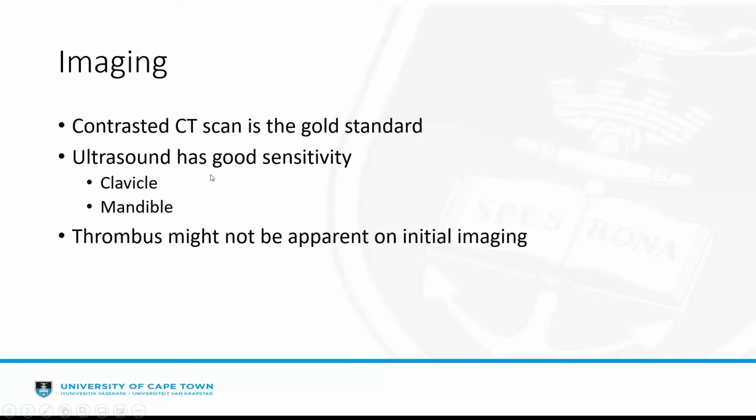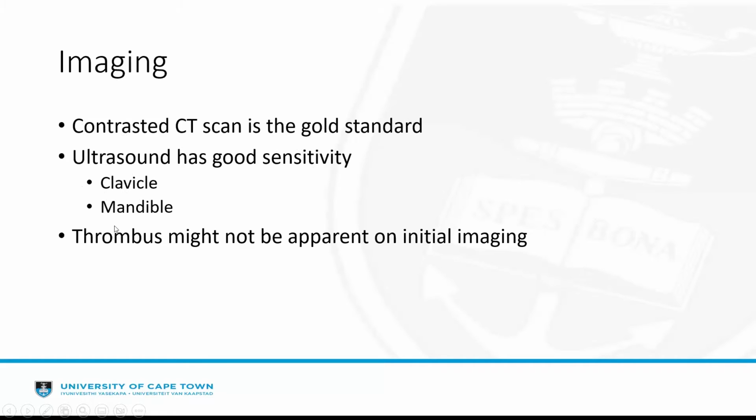Looking at imaging, contrasted CT scan is the gold standard and more sensitive than ultrasound for picking up internal jugular vein thrombosis. But ultrasound does have good sensitivity for picking up internal jugular vein thrombosis, especially color flow Doppler. The drawback of ultrasound is that you can't visualize the internal jugular vein completely below the clavicle or the mandible.